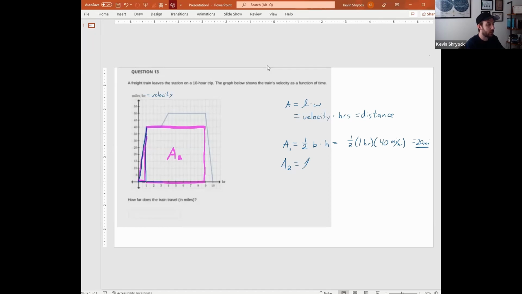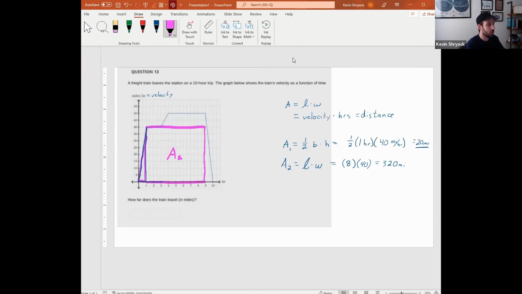Okay, so we got a rectangle, right? This rectangle is length times width. You're telling me the length is 1 to 9, so that's a length of 8. What about the height or the width? Up to 40. Okay, that would get us what? 320. 320 what? Miles, because that's 8 hours times 40 miles per hour gives me 320 miles. Good, so I found area 2. Keep going.